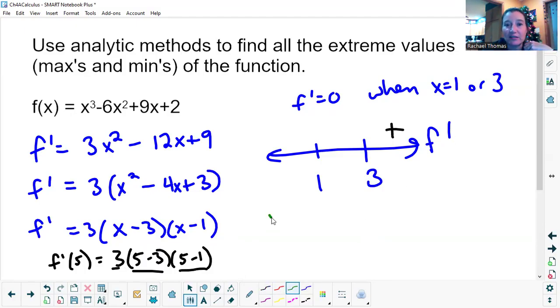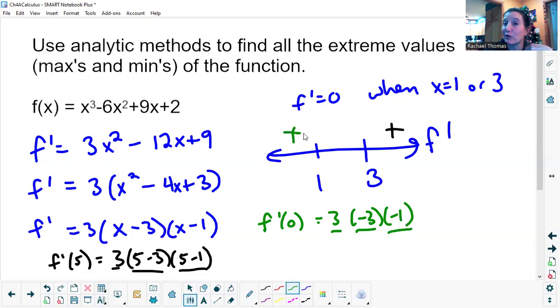Just for funsies, let's try the other end. What if I plug in x equals 0? That would give me 3 times negative 3 times negative 1. I've got a positive number times a negative number times a negative number. That's also positive. I could take a good guess and say f prime is probably going to be negative in the middle. I could use my understanding of what f prime looks like.